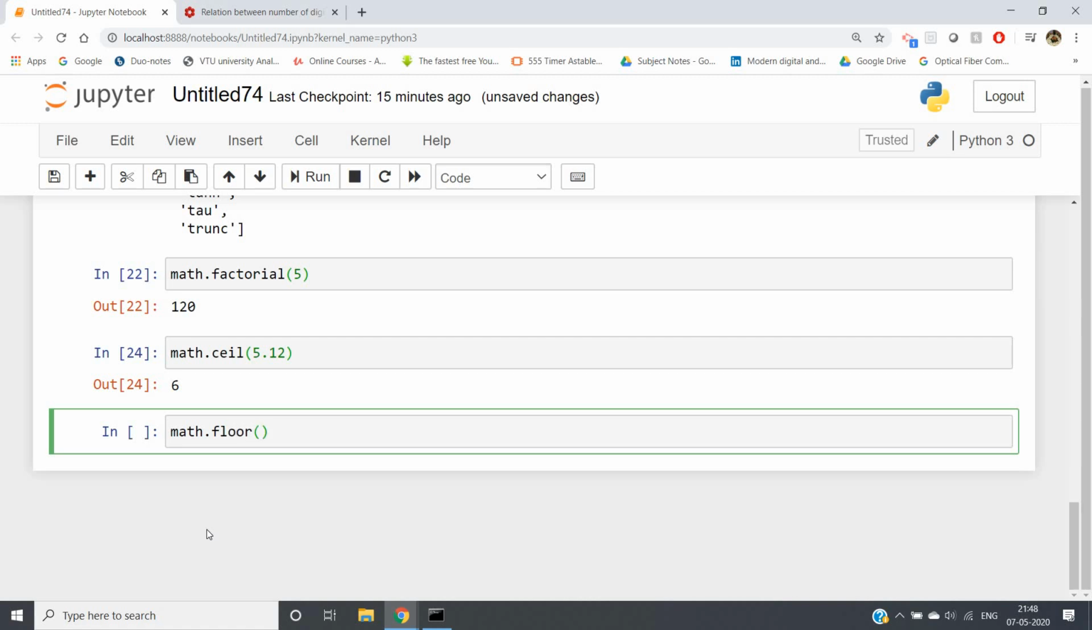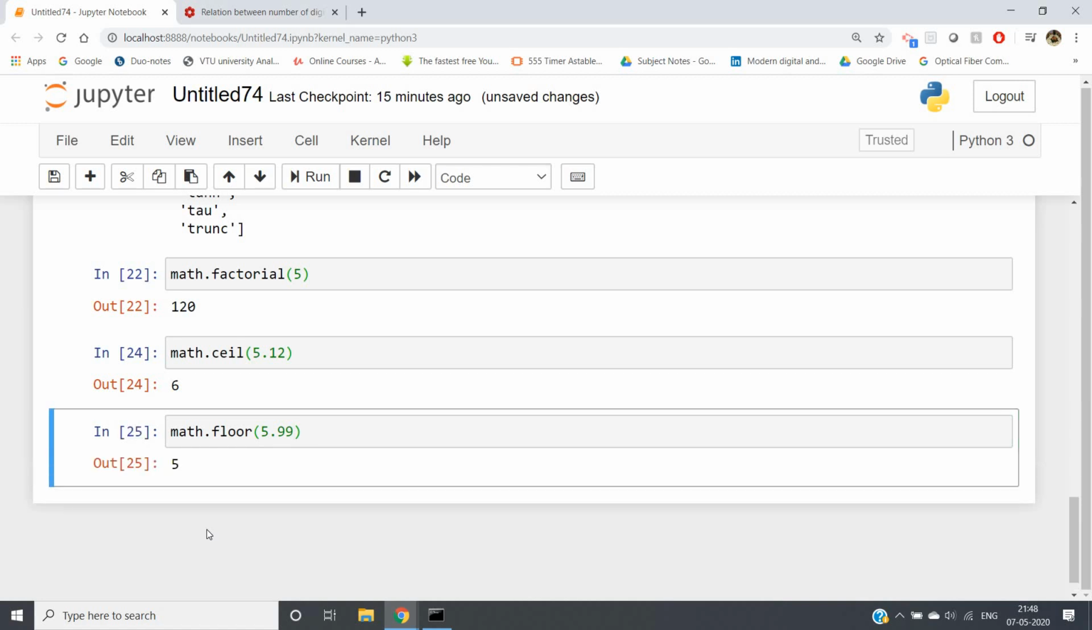Okay, math.floor(5.99). Consider the value 5.99. The nearest integer is 6, but floor maps to the nearest lowest integer, which is 5. So you will be getting 5. And even if you write 5.12, you will also be getting 5. So this is the difference between ceil, floor and round, right?